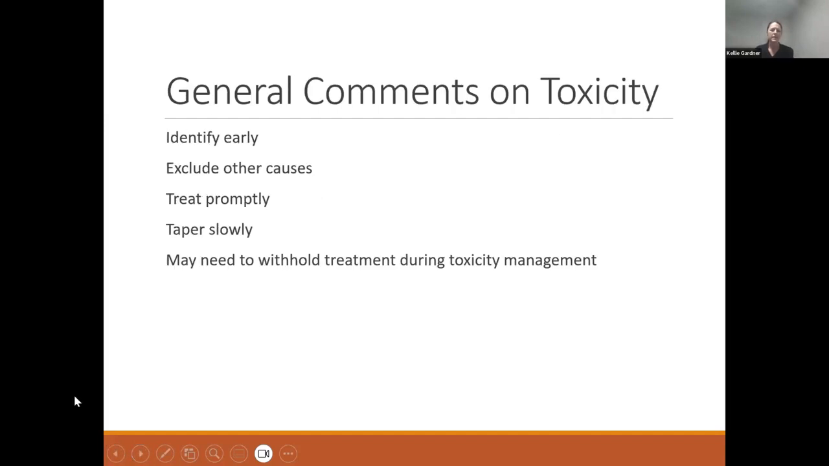Just some general comments on the side effects. We like to identify them early. It's easier to treat and more effectively treat when we can identify early. We do need to exclude other causes, such as infectious causes or other exposures. Treat promptly, taper slowly if the corticosteroids are necessary, and we may need to withhold treatment either temporarily or sometimes permanently during the toxicity management.